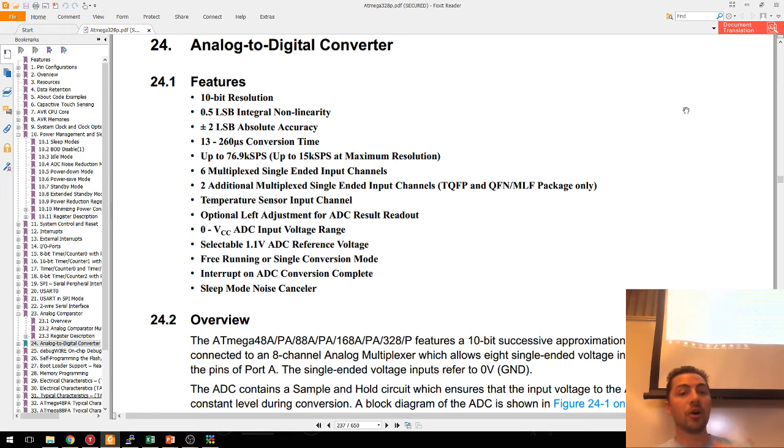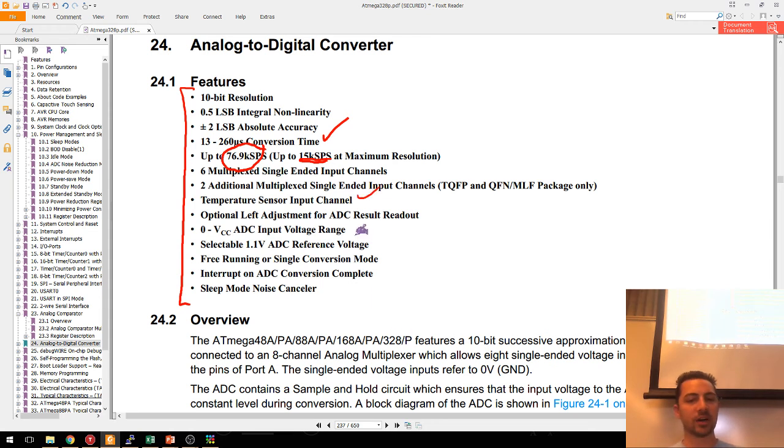If you go to the data sheet, there is a whole chapter on the analog to digital converter. Right at the top, it gives you the salient points. It's got a 10-bit resolution, a conversion time anywhere from 13 to 260 microseconds. It can go up to 77 kilosamples per second, but only 15,000 samples at maximum resolution. So 76,000 at 8-bit resolution, 15,000 at 10-bit resolution.